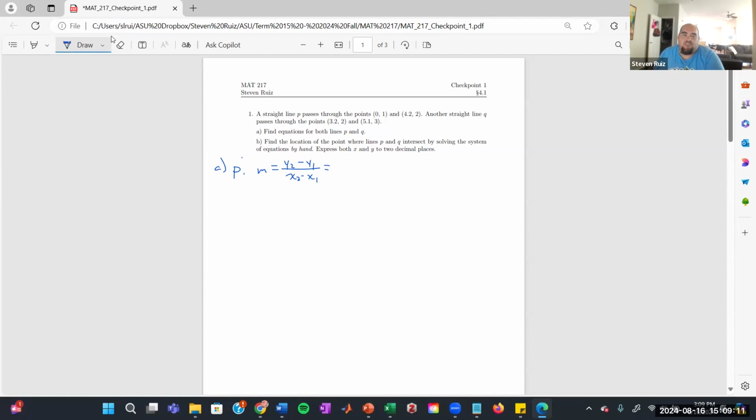Let's say y2 is the point on the right. So that y value is 2 minus the first y value of 1. So 2 minus 1 over 4.2 minus 0. So that gives me 1 over 4.2. So let's find an approximation for that. 1 divided by 4.2 comes out to be 0.238.